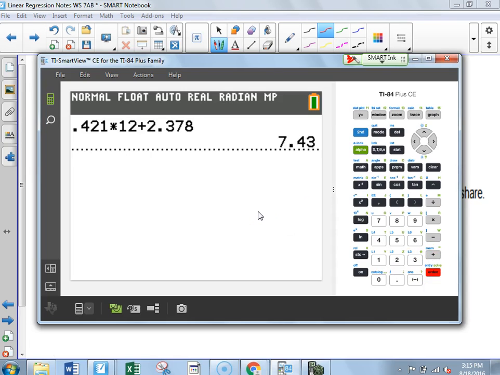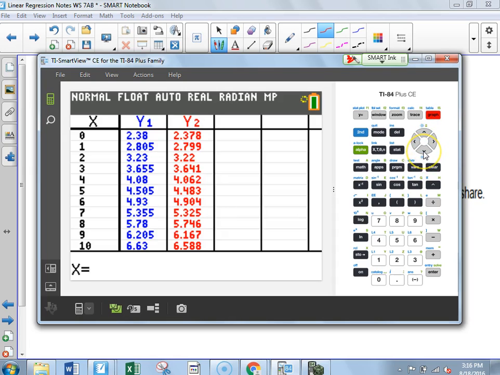Other ways you could do that. You could use the table. Did anybody use the table a lot in their other math class? Like Algebra 2? You could use a table and scroll all the way down to 12. That'll take a week on my emulator. That's why I don't do it, because it's really slow.